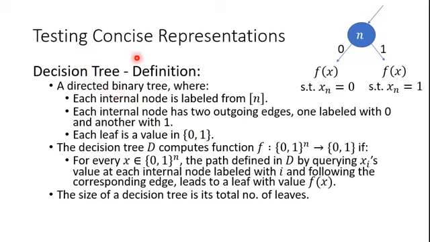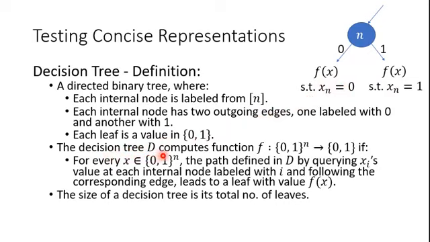So now we will move on to testing concise representations. First we will define what a decision tree is. We'll give a formal definition, and later we will also show a definition of what a branching program is. So a decision tree is a directed binary tree where each internal node is labeled from 1 through n, just as we can see here in an illustration of one of these. Each internal node has 2 outgoing edges, one labeled with 0 and another with 1. And each leaf is a value 0 or 1. So if we had a leaf here, we would get 0 or 1 in these leaves.